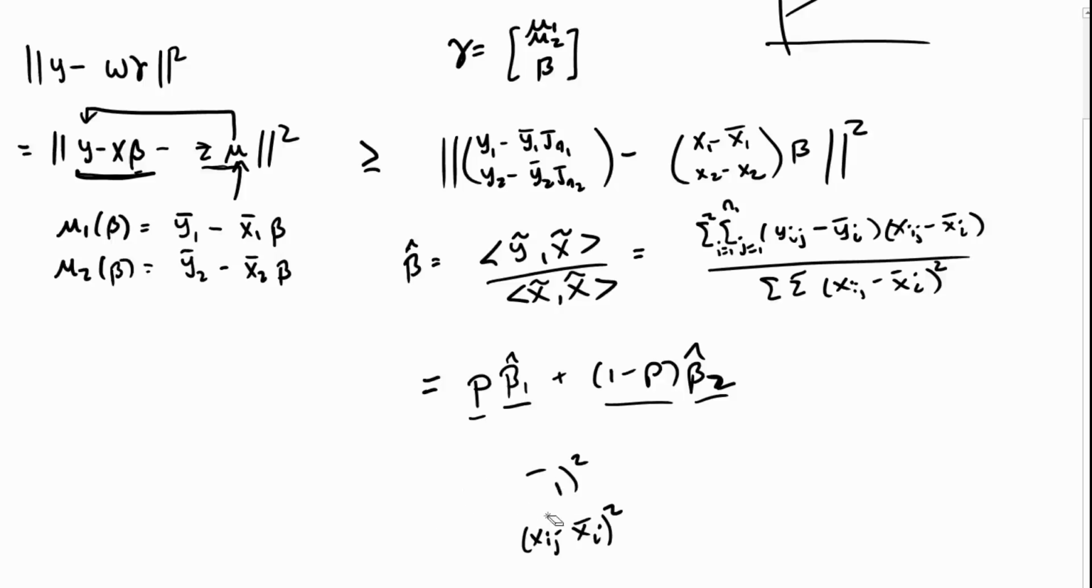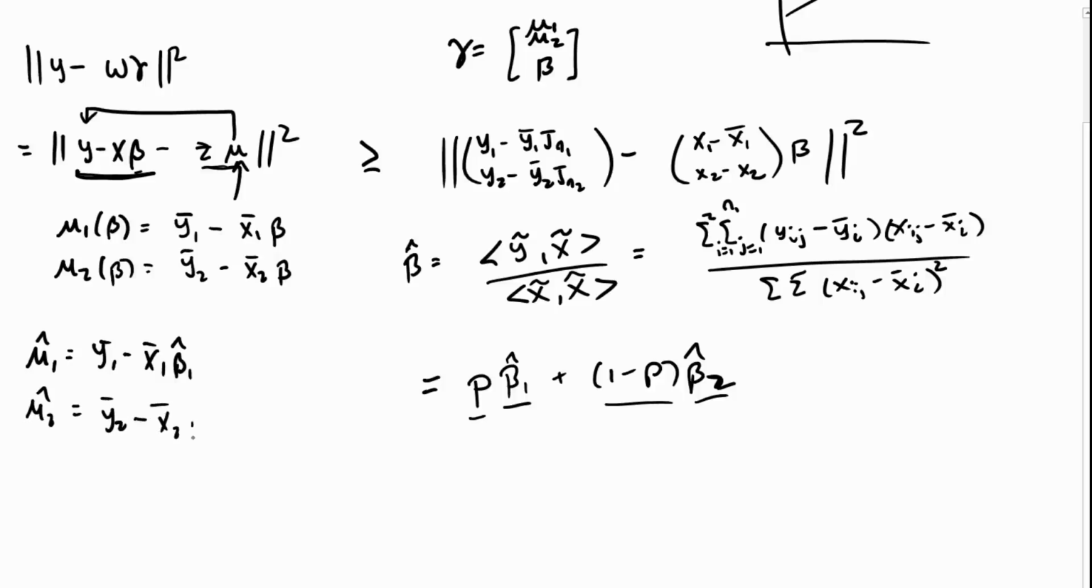Okay, so let's go back to now, once we have our beta hat, we can figure out what our mu1 hat and our mu2 hat are. So mu1 hat is equal to y1 bar minus x1 bar beta 1 hat, and mu2 hat is equal to y2 bar minus x2 bar beta 2 hat. Okay, so the difference in the means, mu1 hat minus mu2 hat, works out to be y1 bar minus y2 bar minus (x1 bar minus x2 bar) beta hat.